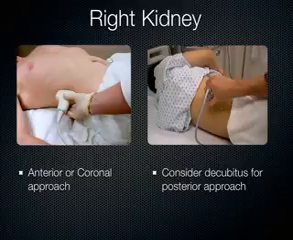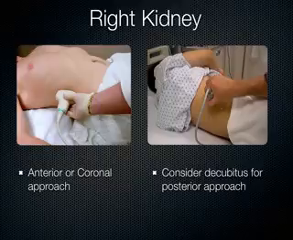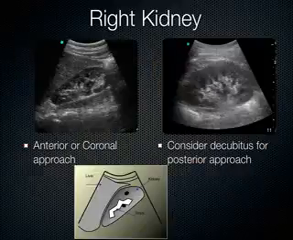Very simple. You go ahead and place the probe either in a coronal or an anterior location and get the kidney on the screen in that fashion, or you can turn the probe into a more posterior approach back here, looking between the ribs posteriorly. And it all depends on the patient's body habitus, kind of how their organs fall into place. Sometimes you get better views coronally, sometimes you get better views posteriorly.